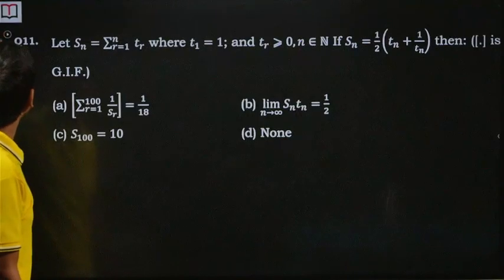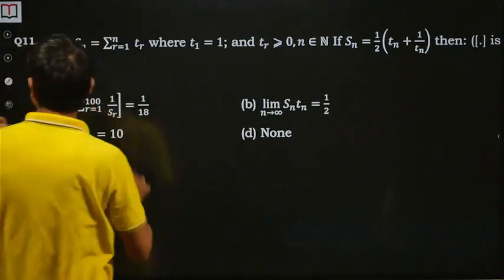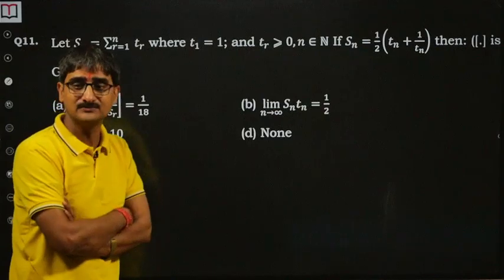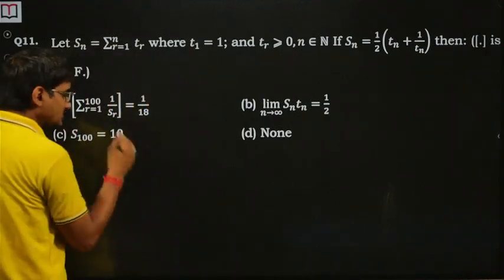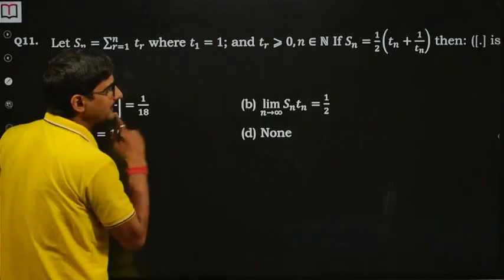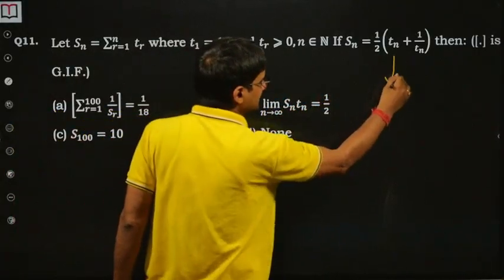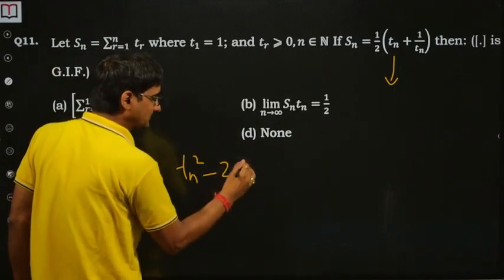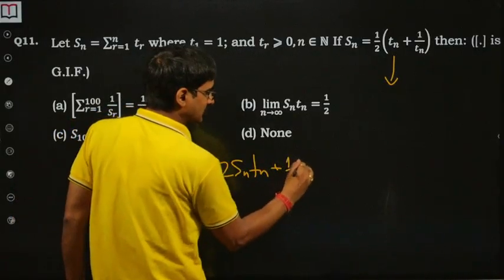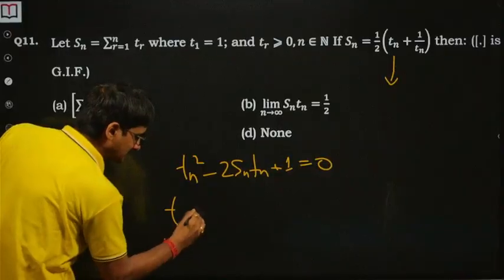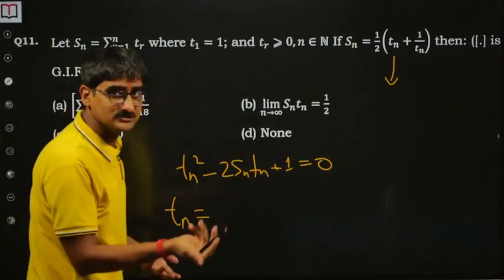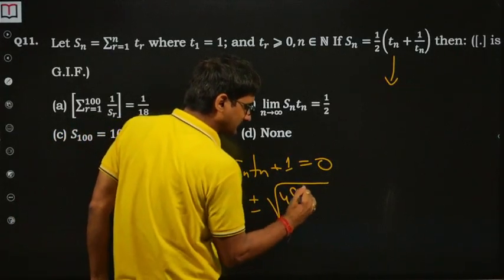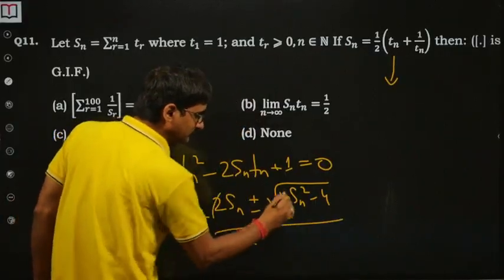Now let's move to the next question, which says, let Sn be this and Tr is this. Sn is equal to half times (Tn plus 1 by Tn). See again what I did, I just considered this. Of course, this is a quadratic in Tn. So if we rewrite it, 2Tn square minus 2SnTn plus 1 equal to 0. So what can I write for Tn? Tn is nothing but, using the quadratic formula, 2Sn plus minus under root of 4Sn square minus 4, divided by 2.